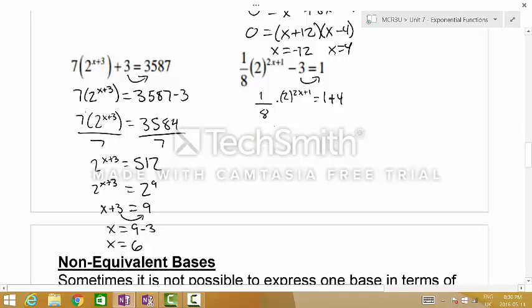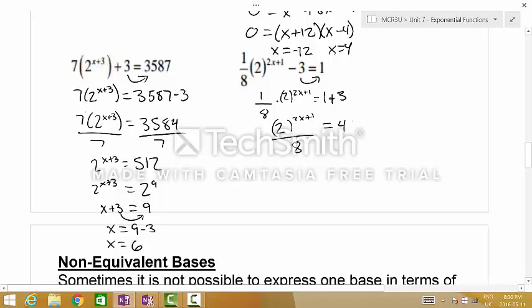So like before, I'm going to get that exponential number, the 2 to the 2x plus 1, by itself. By moving everything else over, that negative 3 becomes a positive 3. 1 plus 3 is 4.